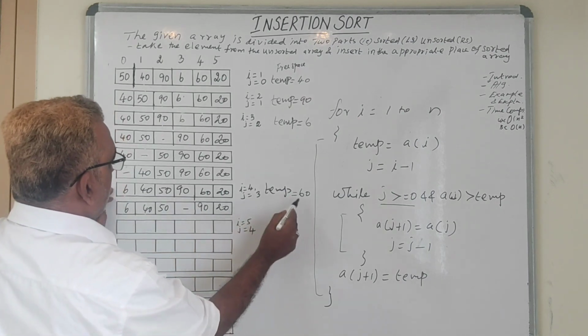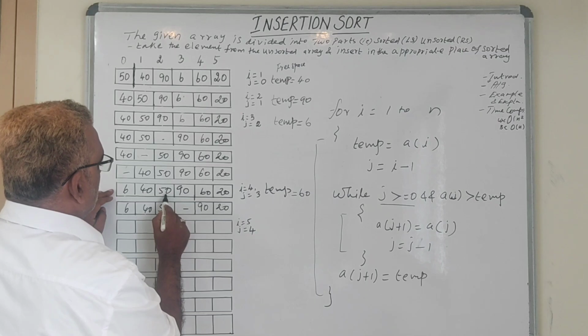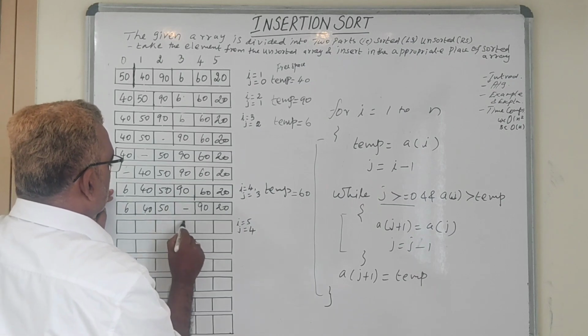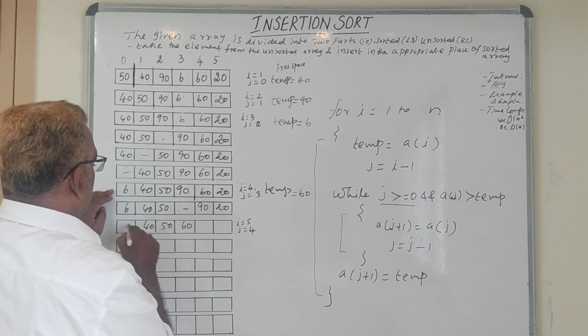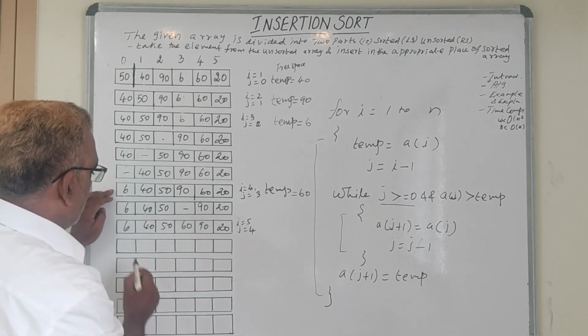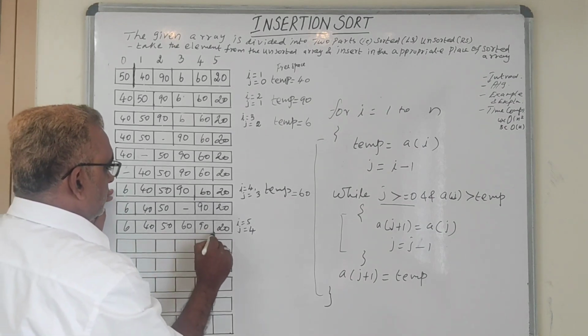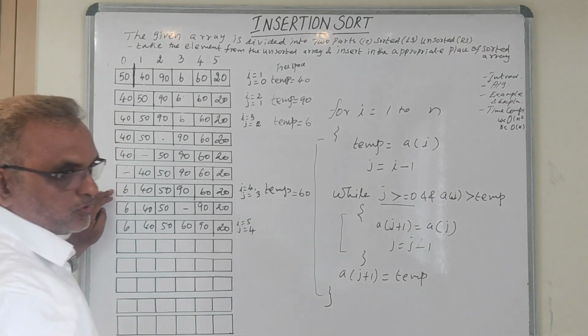Now again compare this 60 with 50. Is 50 greater than 60? No, the condition is false. So automatically what will happen? The 60 will be stored in the same position. We have 6, this is 90 and this is 20. Up to this point it is sorted, so we have only one element here left to start.